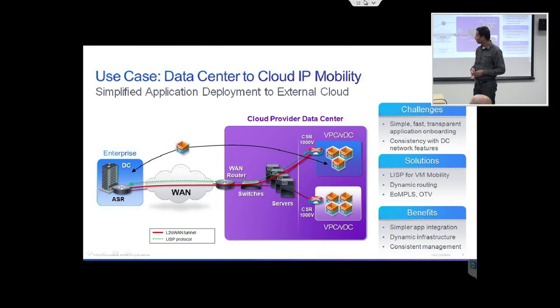And like I've listed the solutions: LISP for VM mobility, dynamic routing, EoMPLS. We talked about OTV coming as well, right?